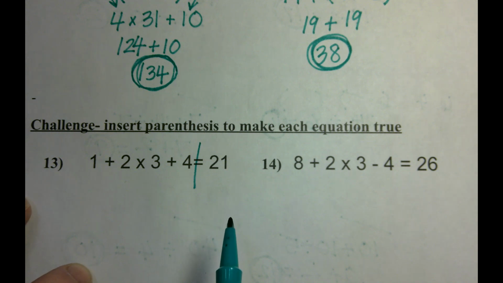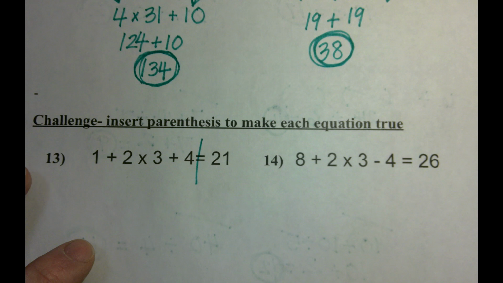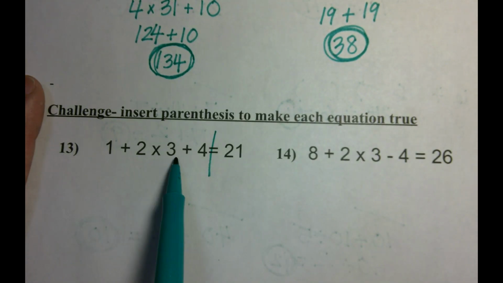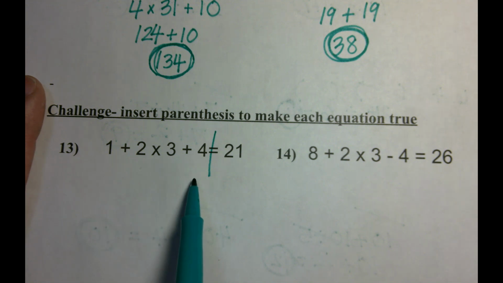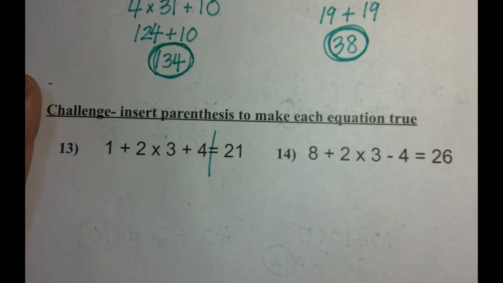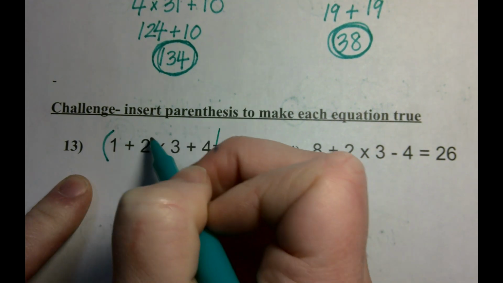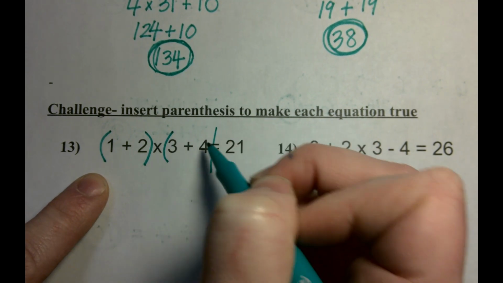Okay? We need our answer to be 21. So let's see. You said 2 times 3 first, maybe? That would give us 6. And then 1 plus 6 is 7, plus 4 is not 21. So that's not where it would go. What'd you say, Finley? I got 1, 2, around the 1 plus 2. Okay. Left, right, and then where else? The 3 and the 4.